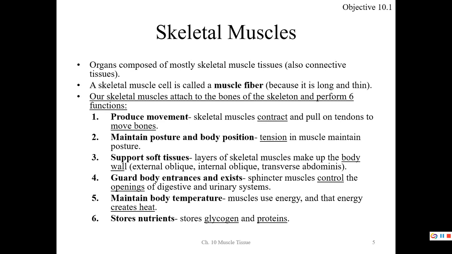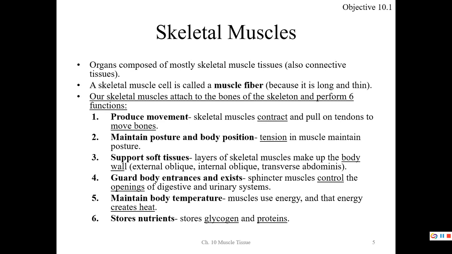So we just talked about the joints and everything like that last class, and we talked about a few muscles in there, specifically the rotator cuff and things like that. Now, they maintain posture and body position. Tension of these muscles can actually maintain posture by pulling on the vertebrae and things like that.